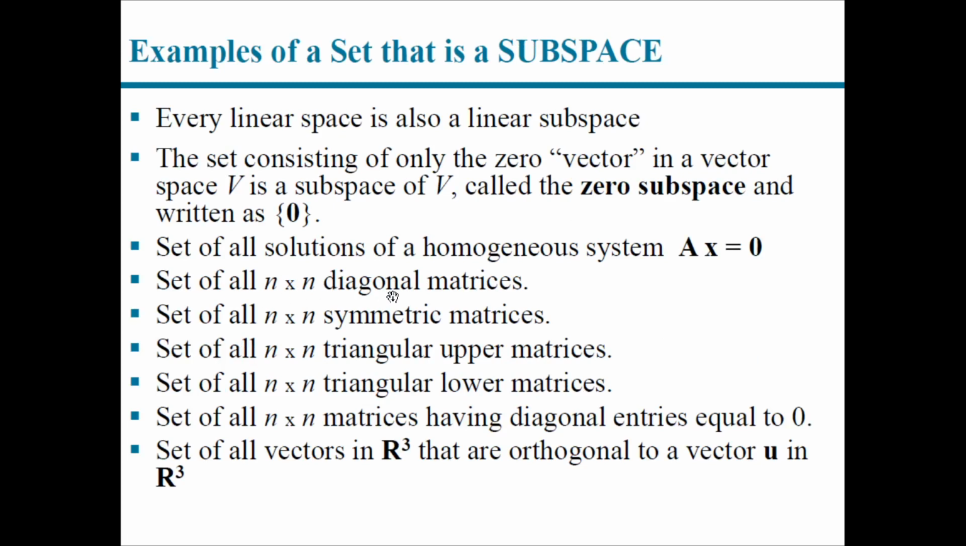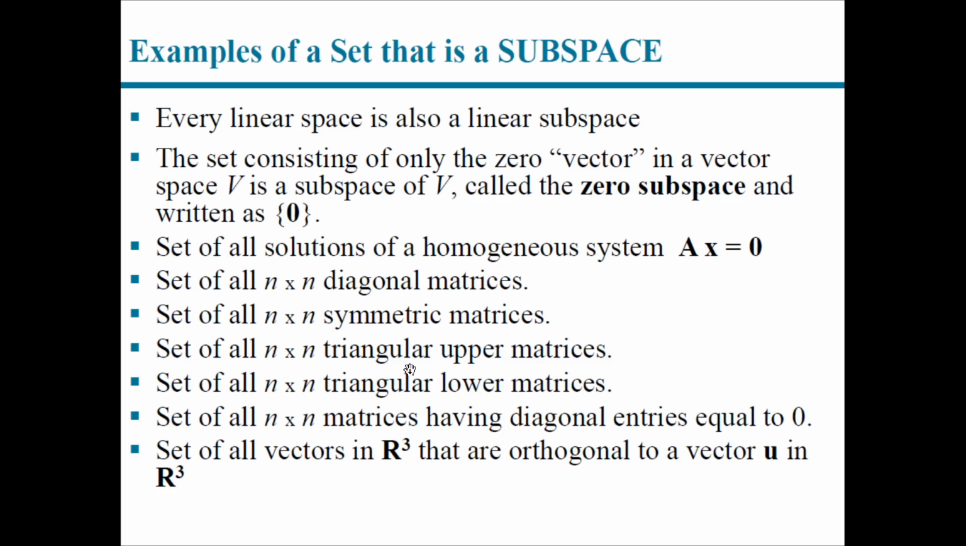Another example is diagonal matrices n by n. They form a linear space, or linear subspace, of matrices. Symmetric matrices n by n. Obviously there are a lot of n by n matrices, and symmetric matrices are very special. So that's why you can say symmetric matrices are a subset of n by n matrices. You see the difference? And those matrices form a linear subspace. So these matrices form a linear space actually.